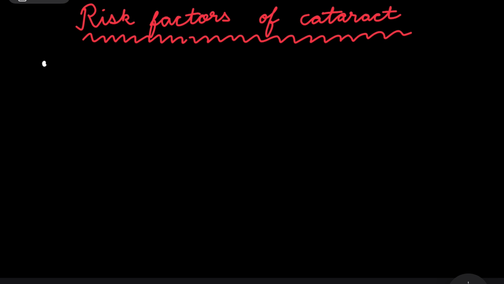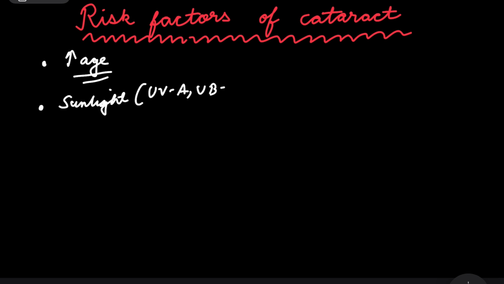The first one that I mentioned when I was opening this video was increasing age. In fact, the opening statement for my discussion was that age is the most important risk factor for cataract. Secondly, sunlight. Sunlight proves to be a very important risk factor for many ophthalmological pathologies. We'll see to this later. One of the most important pathologies that sunlight is a risk factor for is cataract. In fact, the UVA and UVB, these are the most important risk factors.